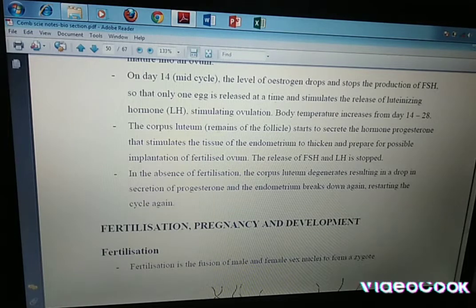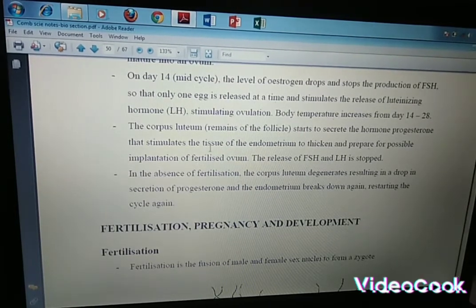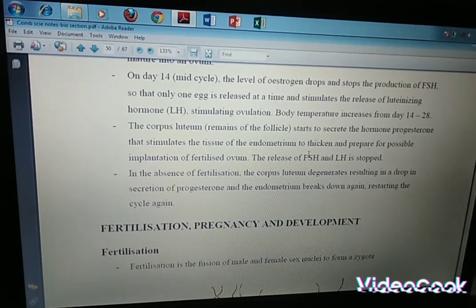So now, when an egg has been released, we have what we call the corpus luteum, which are the remains of the follicle that remain on the ovary. They start to secrete the progesterone hormone. And what does the progesterone hormone do? It stimulates the tissue of the endometrium to thicken more and more. Your uterus will thicken more and more and prepare for a possible implantation of a fertilized ovum and possible fertilization, right? Just in case you become sexually active and get pregnant, at least there will be somewhere where the embryo is going to be attached and develop, right?